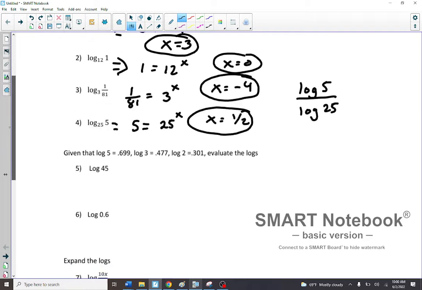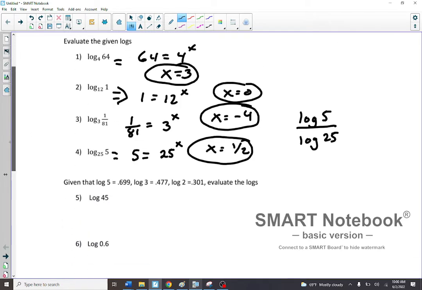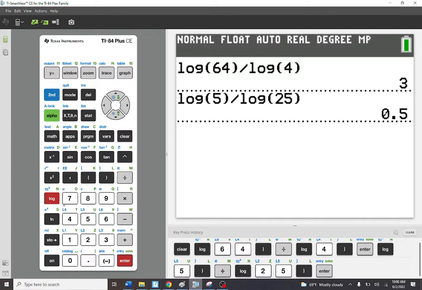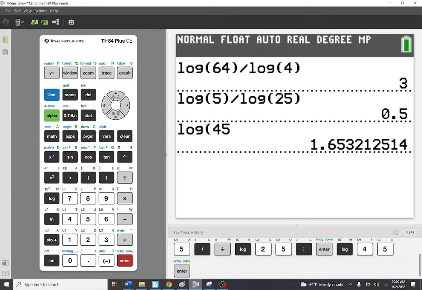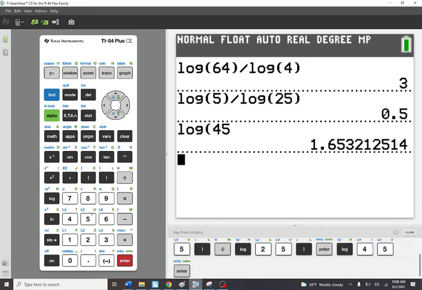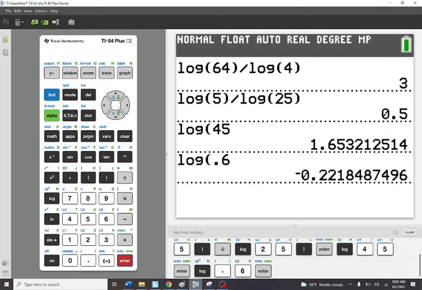These questions, 5 and 6, are not relevant to your test because you have a calculator. So what you would really do here is just do log 45 in your calculator. 1.65. And then this one, 0.6. Negative 0.22.